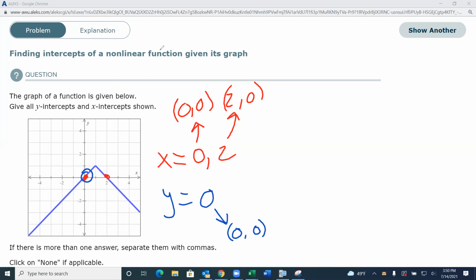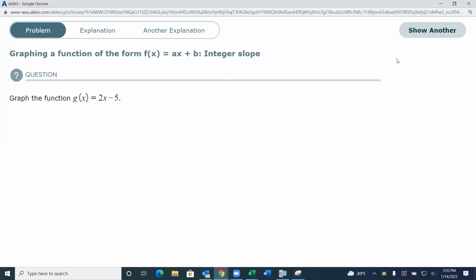So that's all you do. You just write it down. But you need to make sure you understand what y-intercept and x-intercept are, because it does get used throughout algebra, and you don't want to get lost on that. All right, so now we are going to actually graph a function.